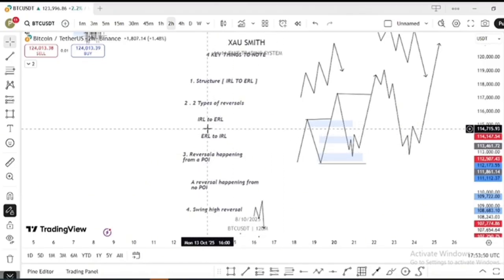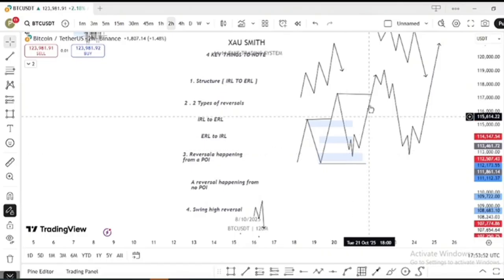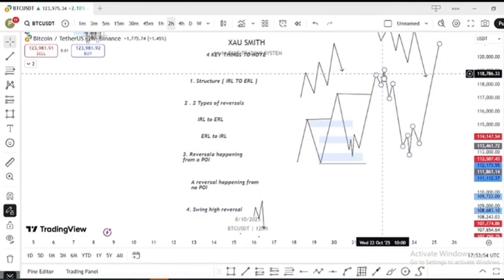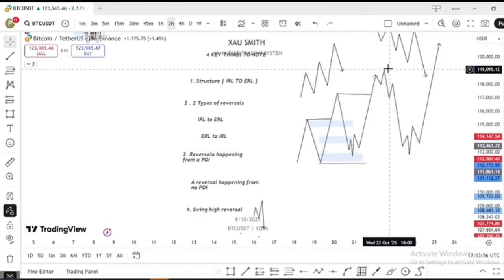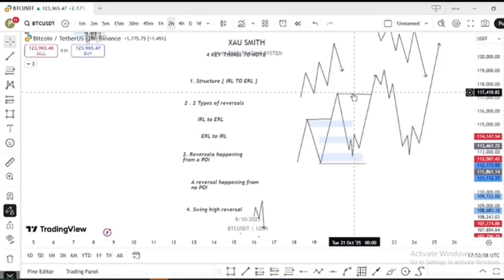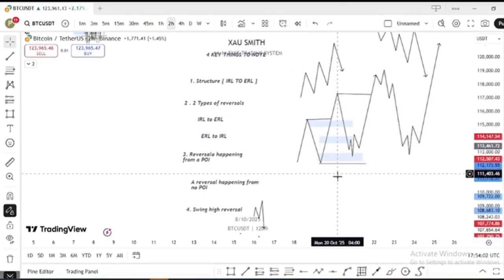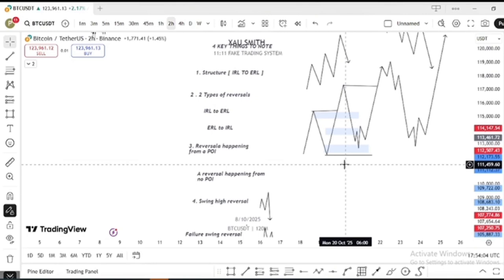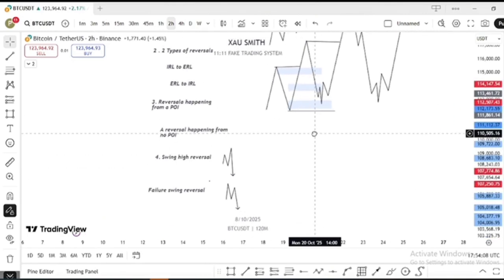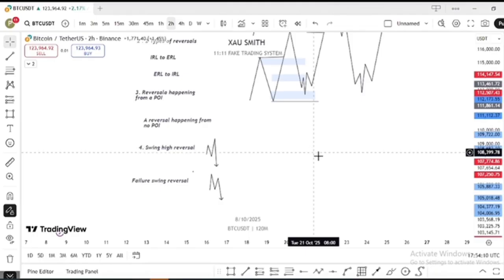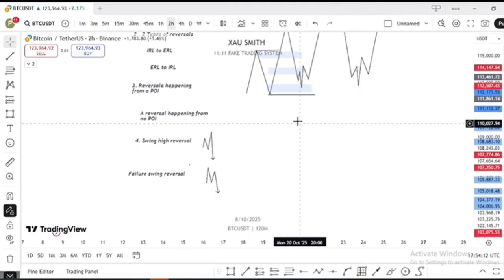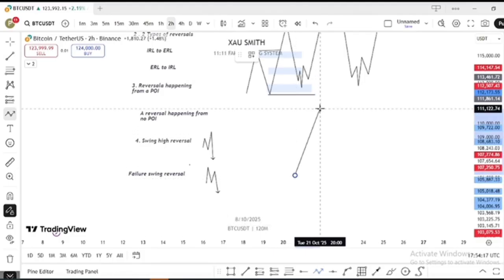The first one we said is internal range liquidity to external range liquidity, and the second one is when market takes this, now it will need to pull back to what? The internal. So that one is external range liquidity to internal range liquidity. So now let's talk about number 3, right, which is reversals happening from POIs.